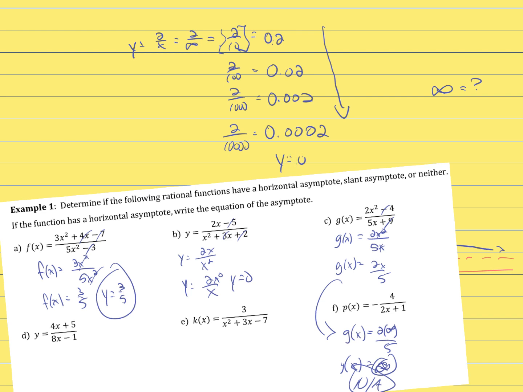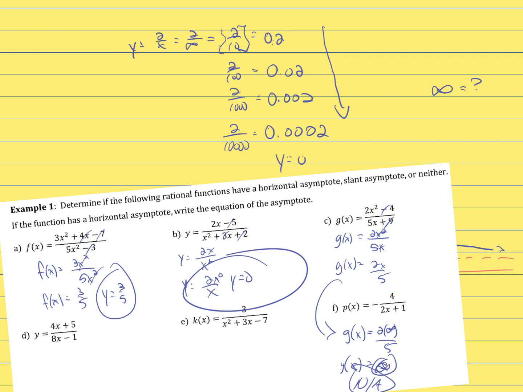So, for case 1, it's pretty much whatever your coefficients are of your largest exponents. For case 2, it's always y equal to 0 when the denominator is larger degree than the numerator's degree. And for case 3, there's none.